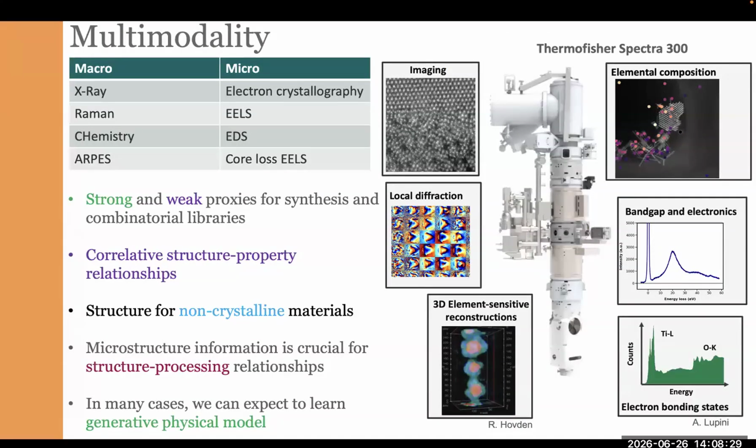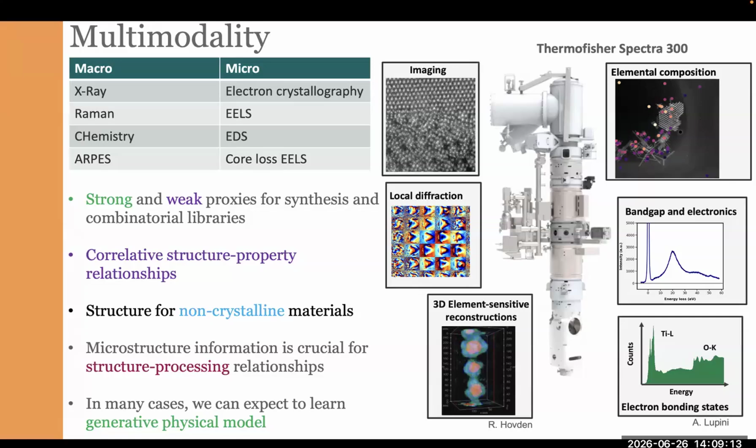The first reason, and one of the main reasons, is obviously multimodality. It is true for scanning transmission electron microscopy and for many other microscopy in general, that by a single experiment, by a single tool, we can get a lot of diverse structural and functional information about our materials, electronic properties, etc. To some extent, scanning transmission electron microscopy, and the same is true for scanning probe microscopy, can substitute, or to some extent complement, our macroscopic characterization as well.